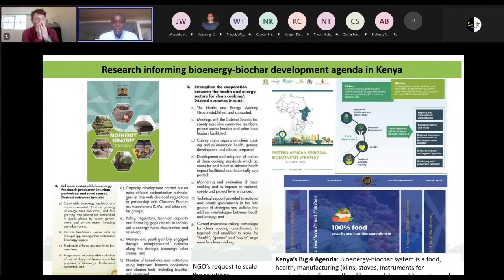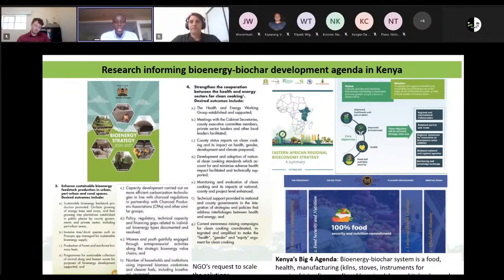The same research has also contributed to the development of the Eastern Africa regional economy strategy, which is talking about improving livelihoods, environment, food security. Looking at the bioenergy biochar system, it's contributing to Kenya's Big Four agenda, in that it enhances food security, but also people having accessible ways of cooking the food they want, reduces indoor air pollution and health issues, and it's a manufacturing issue, creating jobs in terms of kilns development, stoves, and instruments for sizing wood. And it's also a housing issue, where these cleaner systems also need to be in cleaner kitchens with good ventilation.